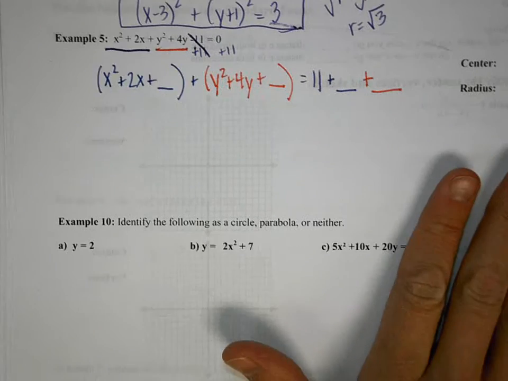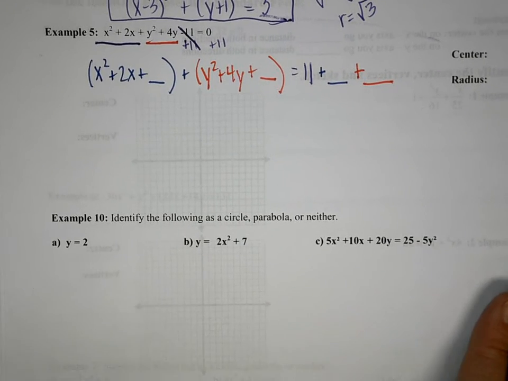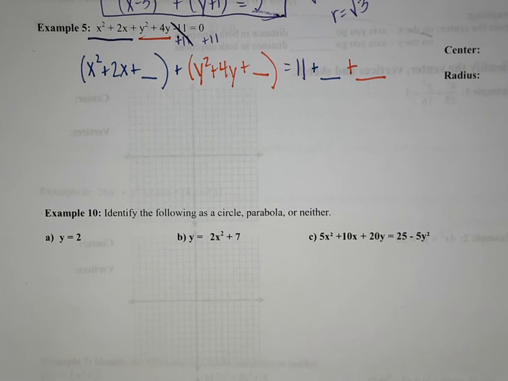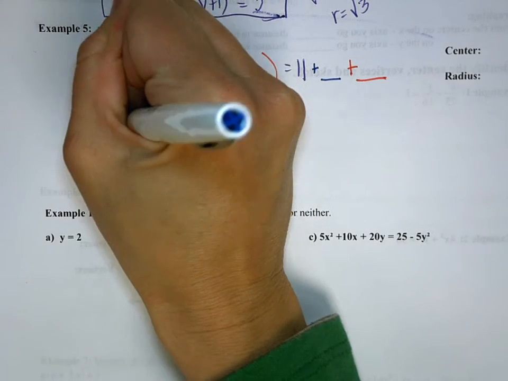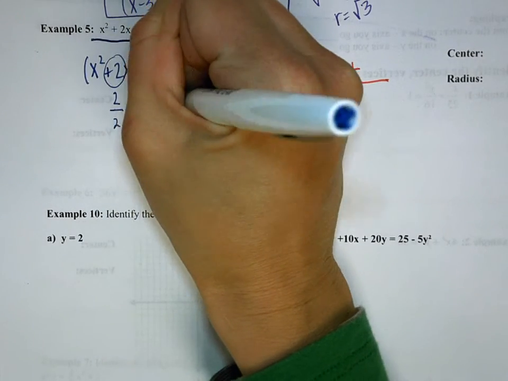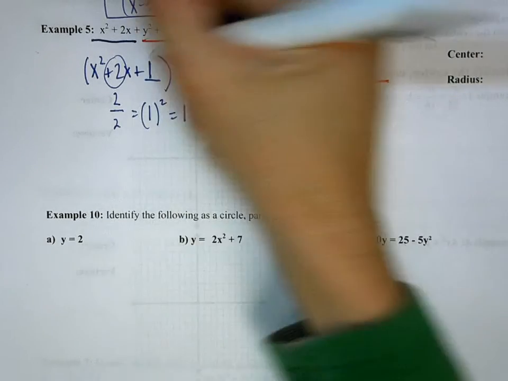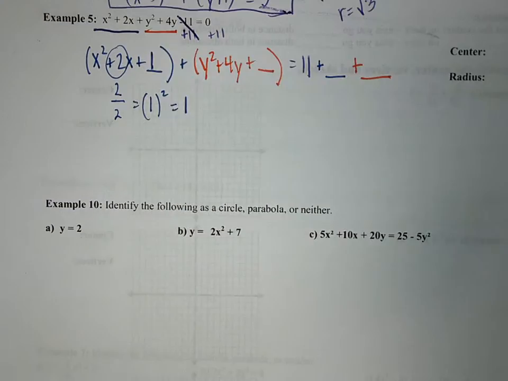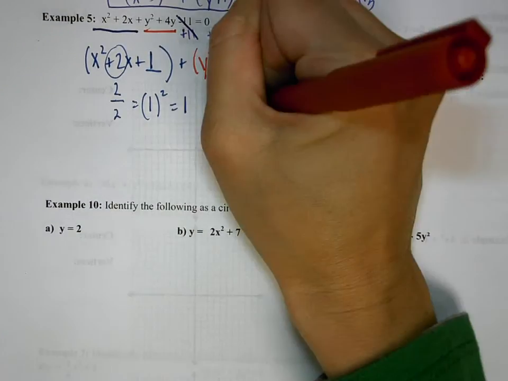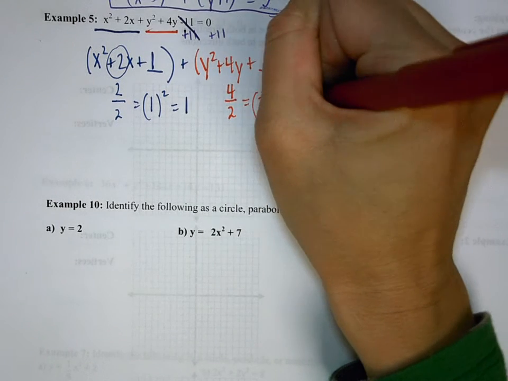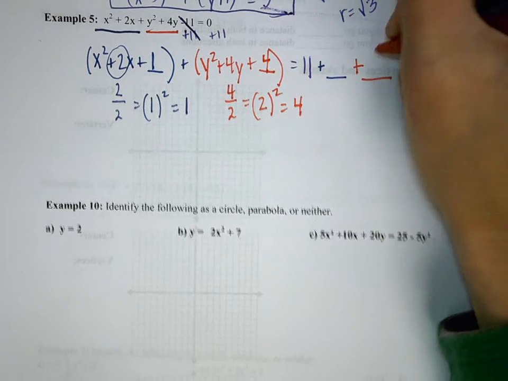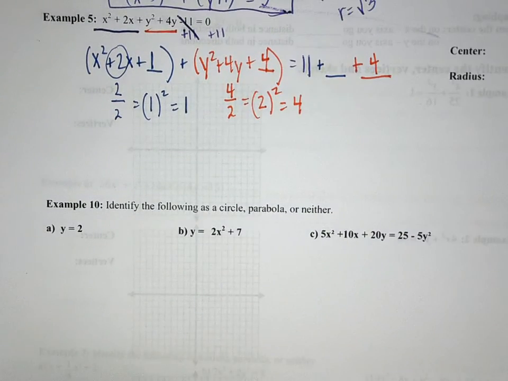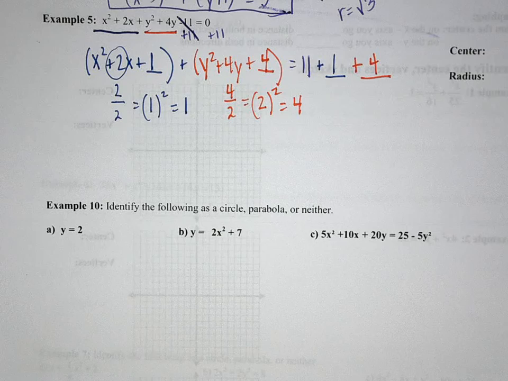So now when we go through and solve this, the first thing I'm going to do is start with my x's. We take our middle term, which happens to be 2. 2 divided by 2 equals 1, and 1 squared equals 1. For my y's, I take 4 divided by 2, which is 2, and 2 squared is 4. So 4 goes there. So again, 4 should go in each of my red blanks, and 1 should have gone in each of my blue blanks.